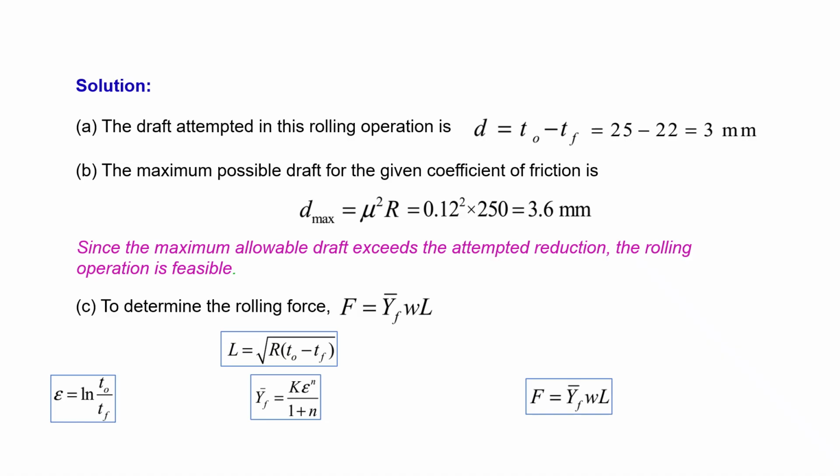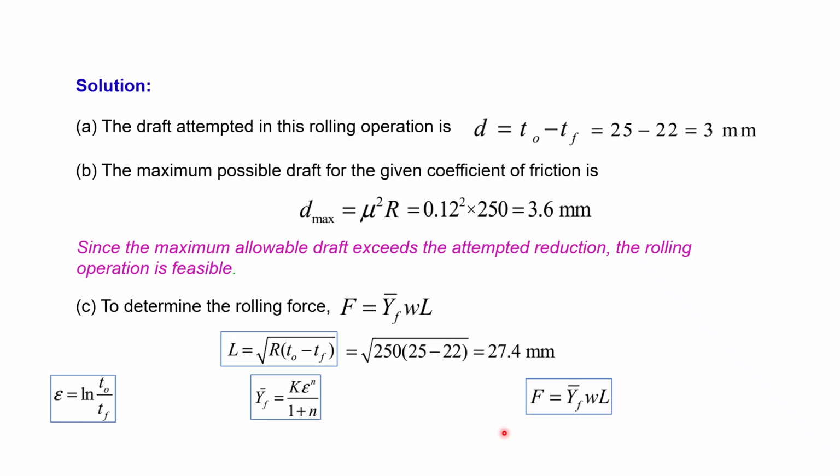Now for the L, we know the R, we know the draft, so we can calculate the L. For the epsilon value, which is true strain, we know the initial thickness and we know the final thickness, so we can find that. Then we can apply it to the equation for the Y prime f to calculate the value for the Y prime f, and then we are going to use these parameters to calculate the value for the force. So we're starting with the L.